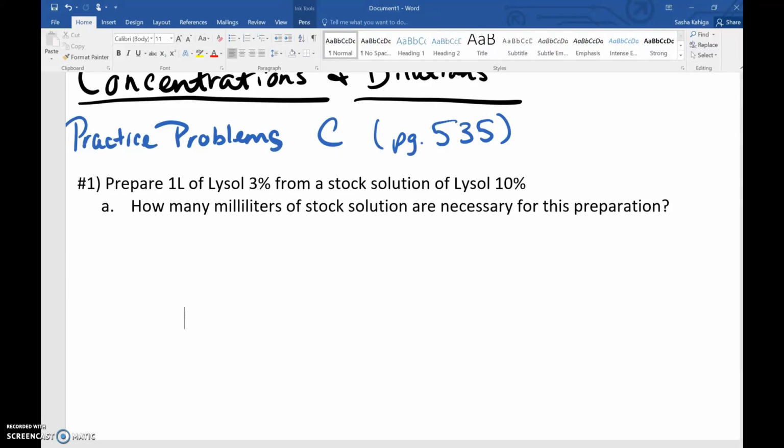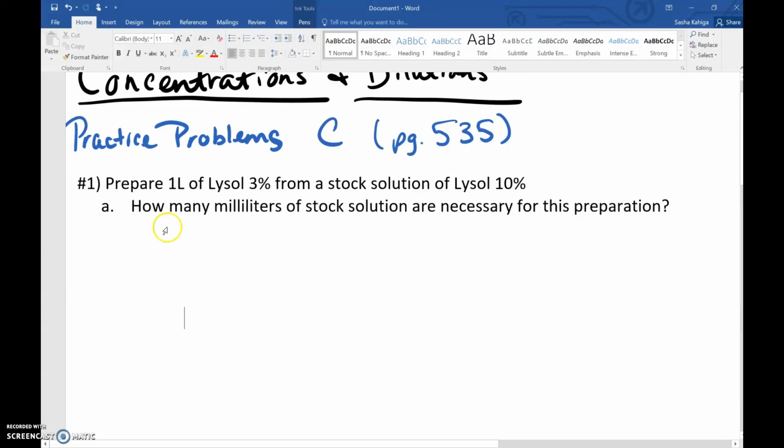The next problems that I want us to look at are on page 535, and these are practice problems C. I'm going to start with number 1. Number 1 states, prepare 1 liter of Lysol 3% from a stock solution of Lysol 10%.